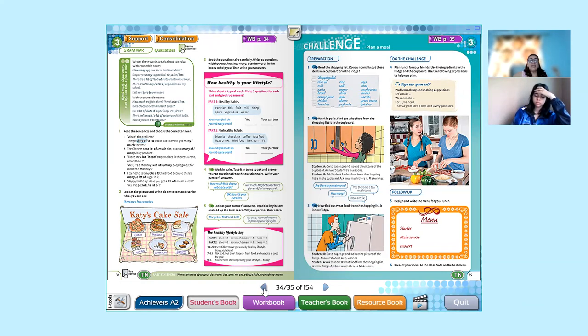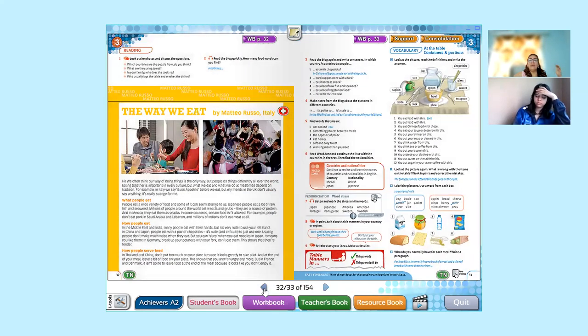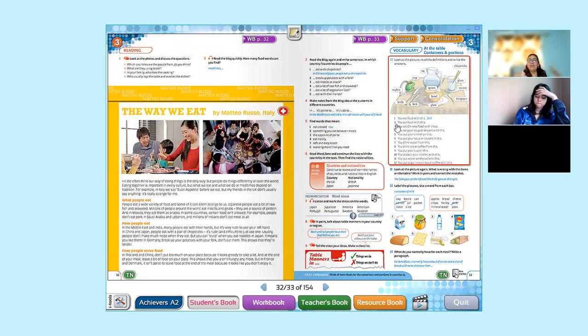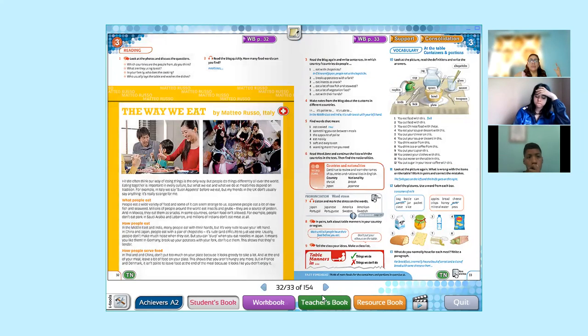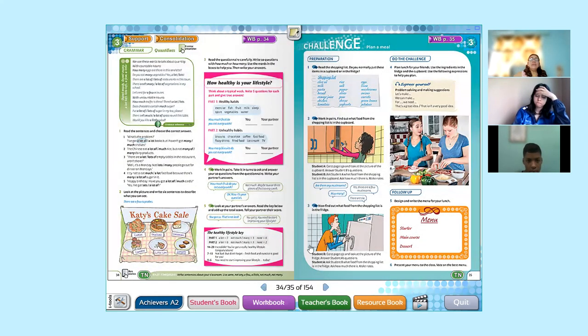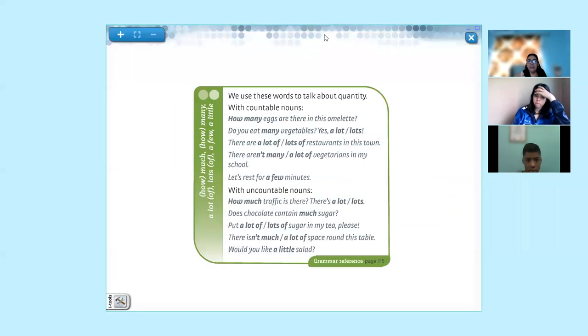Remember that we were working till the last weeks. We were working in unit 3. We were talking about containers, food, portions, some quantifiers. We were talking about some table manners, okay? Today, we continue with this last part, and obviously we are going to finish our section about the quantifiers.